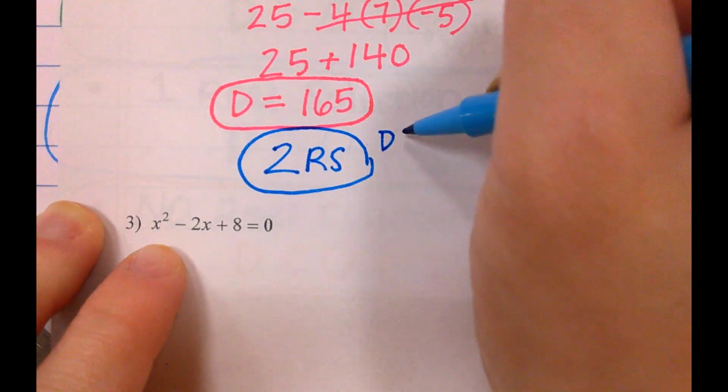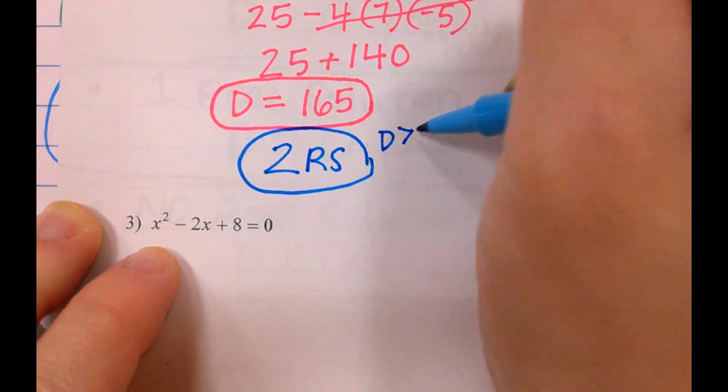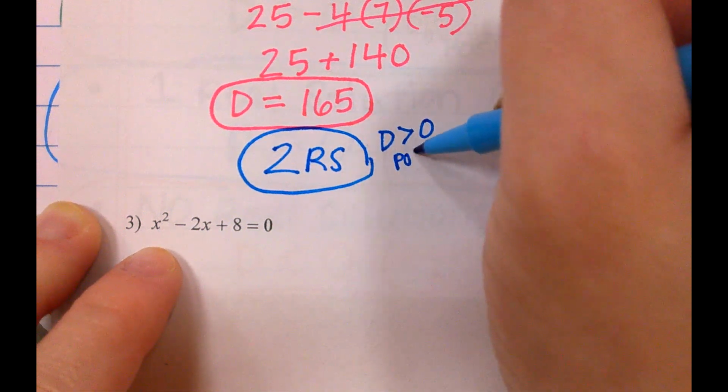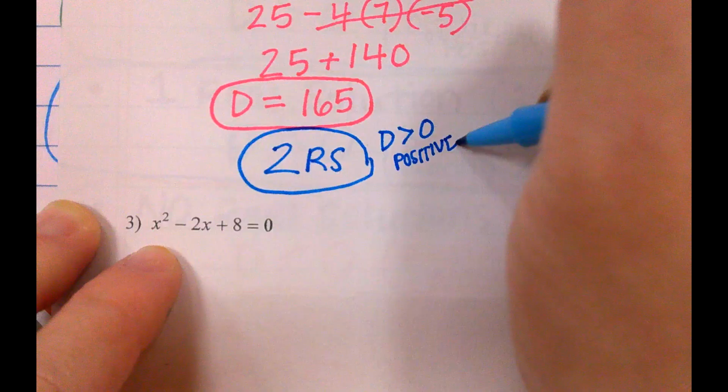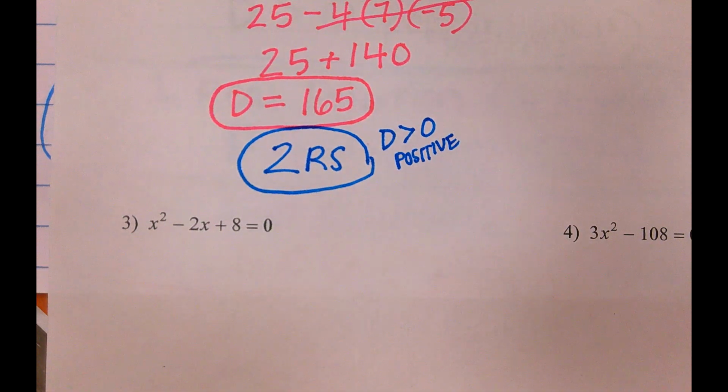Just to the side as a note, I'll say because D is greater than 0, it's positive. We'll work out one more together, and then I want to give you guys a few minutes to practice this on your own. See if we're getting it, and then I'll review that.